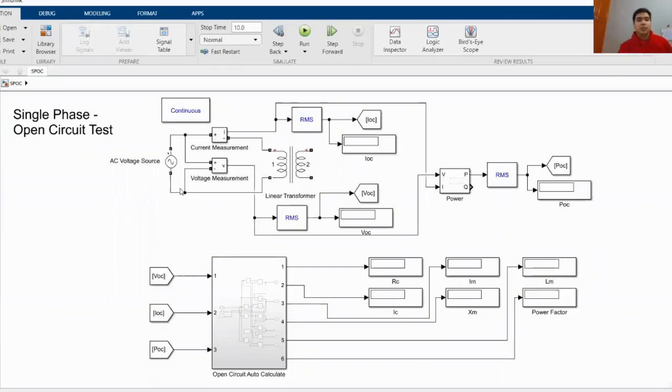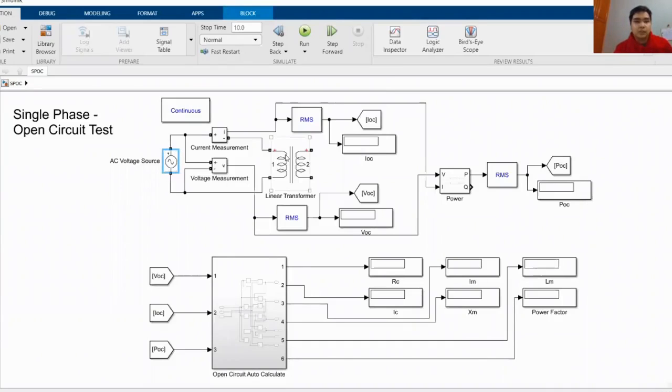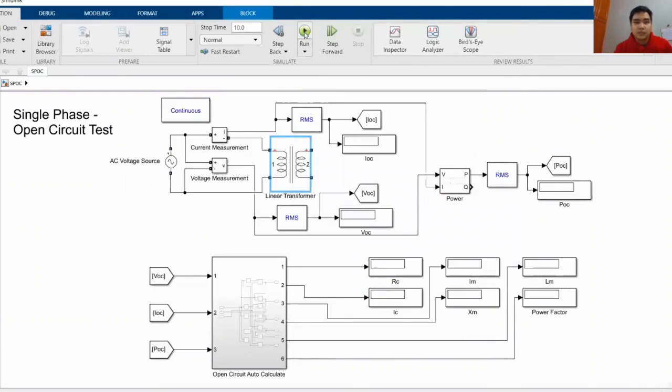First, we are going to do a single phase transformer simulation. First, we're going to do an open circuit test. Here is our AC voltage setup, which is 240 volt and a frequency of 50 Hz. And here is our single phase transformer setup, where the power rating is 250 VA and the frequency is 50 Hz. The first winding setup is 240 volt and the second winding parameter setup is 415 volt. Run it first.